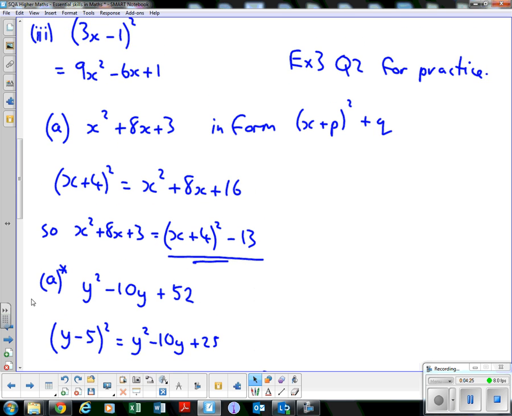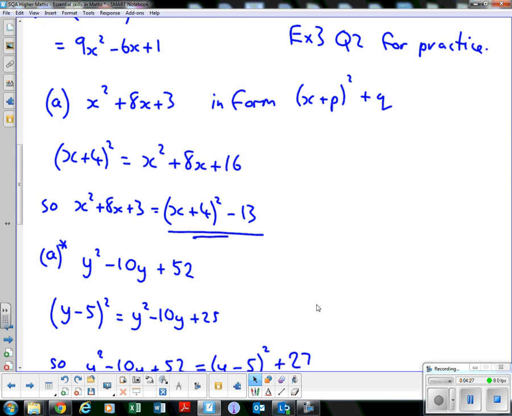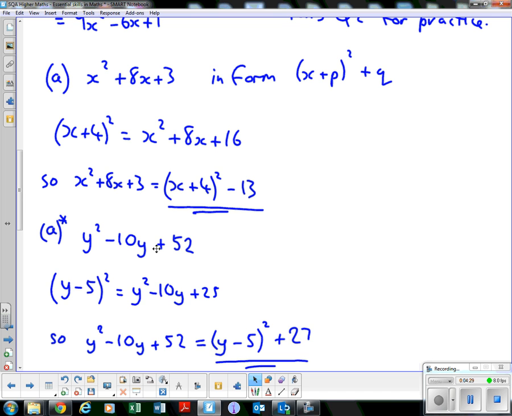So I've put an A star and I've put another example in. So y squared minus 10y plus 52. Again, just looking at this minus 10y here, half the coefficient of y would be minus 5. So I know I'm going to have (y minus 5) all squared in that bracket. So when I expand that, that's the only bracket I can expand as a square and get y squared minus 10y. I will also have plus 25 on the end.